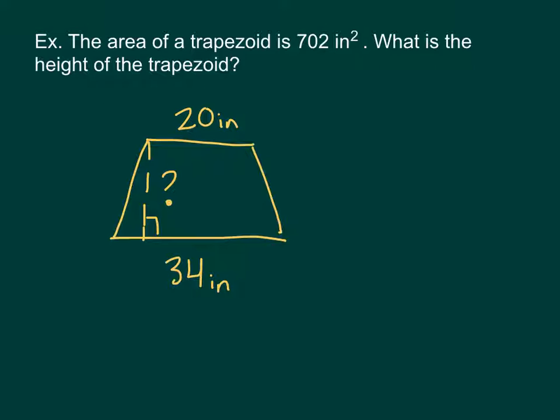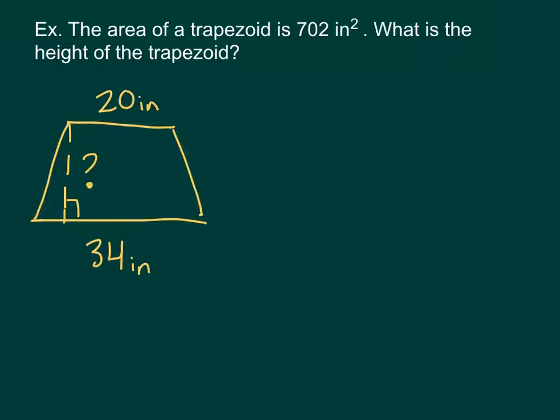This one, though, it is a bit different. They've given us the area of a trapezoid is 702 inches squared. So what is the height? You'll notice that there's a question mark here. We don't know how tall it is. We know its base and its second base. We know its area. We don't know how tall it is, but could we figure it out? Yes, we could. Let's plug it into the formula.